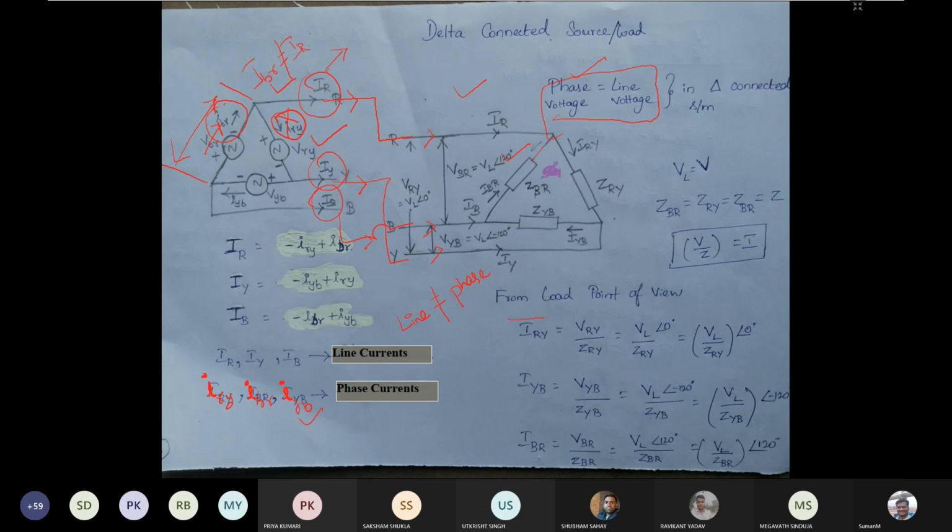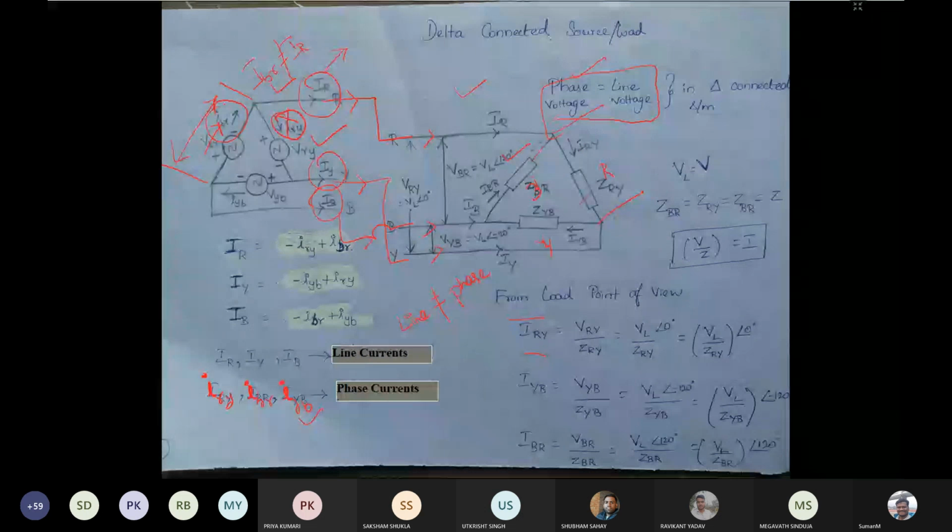So you can consider these like R, Y and B. Okay, this is B terminal and this is Y terminal. Now we wanted to find IRY. IRY is the current which is going to flow in this particular phase. So there is some voltage. The voltage across the terminal is VRY. This is the phase voltage. So now we are going to divide it by the phase impedance. VRY divided by the impedance will be giving the current.